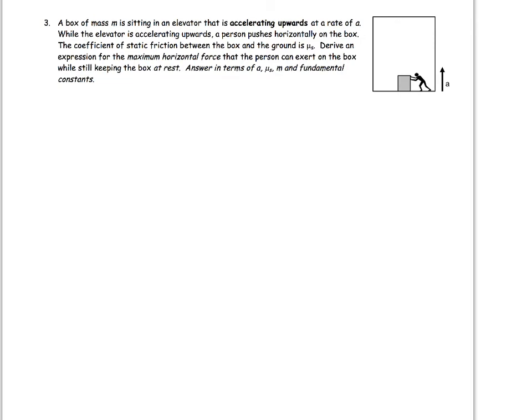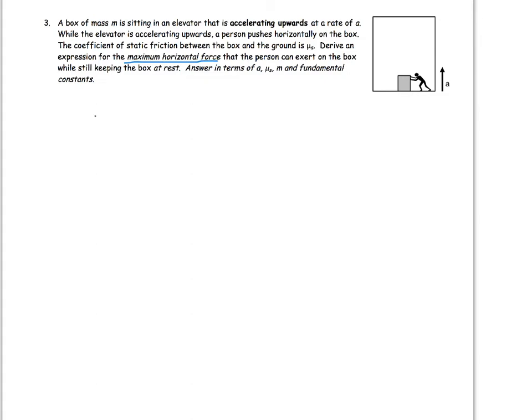Moving on to number 3 here, we have a box sitting on an elevator that is accelerating upwards at a rate of a. While it's accelerating upwards, a person pushes on the box horizontally, and we have some friction between the box and the ground, and we want to know an expression for the maximum horizontal force that a person can exert while still keeping the box at rest.